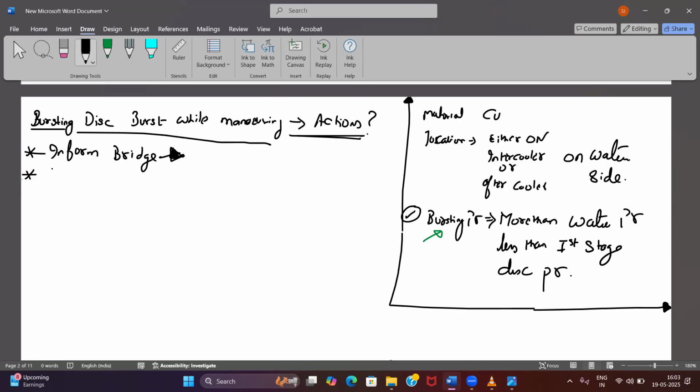We will isolate the system first, close the water. Isolate how? We will shut the valves, cooling water inlet and outlet. Air outlet shut. Okay. Anything else I have to isolate? The electrical power. Electrical supply isolate.